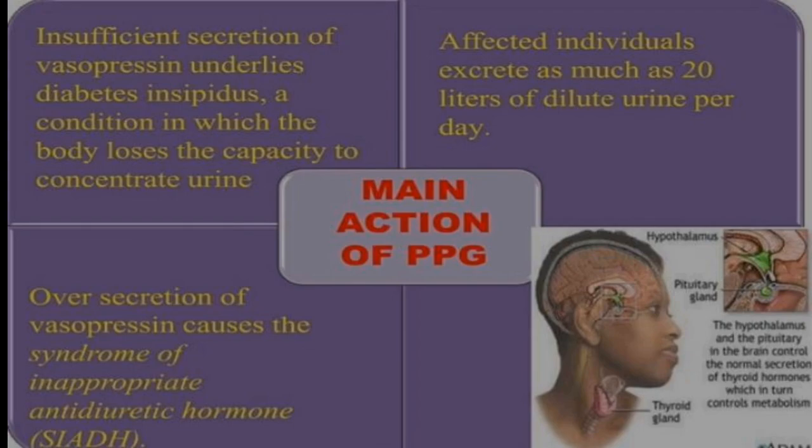The main action of the posterior pituitary gland. Insufficient secretion of vasopressin underlies diabetes insipidus, a condition in which the body loses the capacity to produce concentrated urine. Another is oversecretion of vasopressin, which causes the syndrome of inappropriate antidiuretic hormone. The affected individuals excrete as much as 20 liters of dilute urine per day.